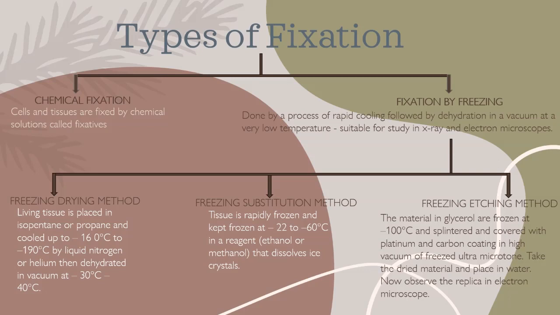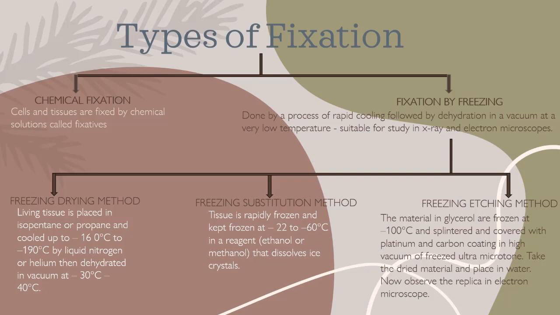Further, this fixation by freezing is divided into three. Freezing drying method. Here the rapid cooling is achieved by placing the living tissue in isopentane or propane and cooled up to minus 160 degrees Celsius or minus 190 degrees Celsius by liquid nitrogen or helium. After cooling, the specimen is dehydrated in a vacuum at minus 30 degrees Celsius to 40 degrees Celsius.